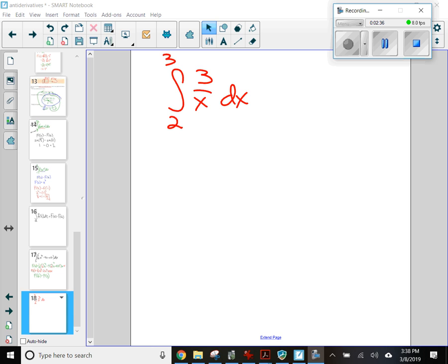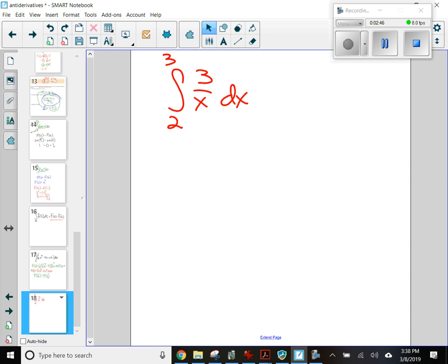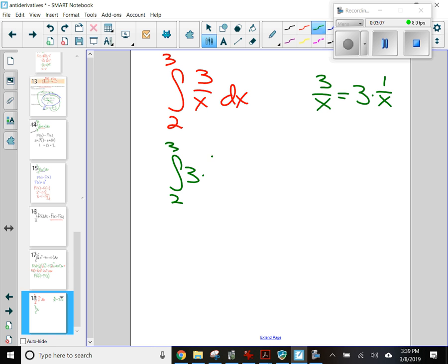How about this logarithmic function? Again, I want to be able to evaluate the integral using this tremendous formulation right here. But I have to be a little bit careful, because I have to get the right antiderivative. I have to recognize that 3 over x is the same thing as 3 times 1 over x. So if I rewrite this, I have the integral from 2 to 3 of 3 times 1 over x dx.